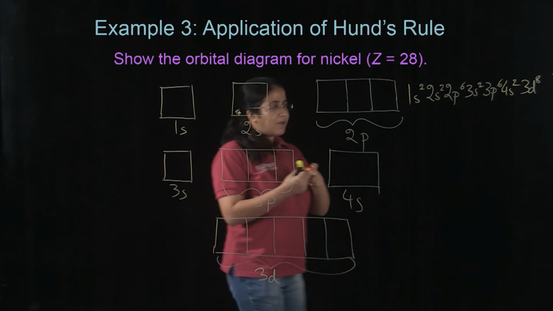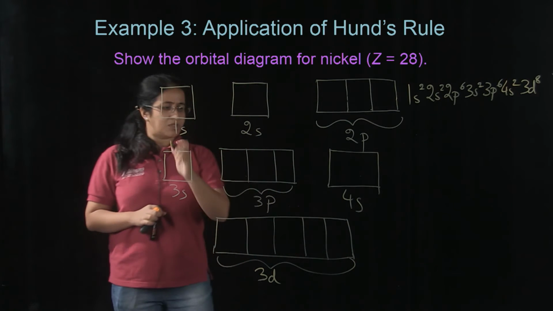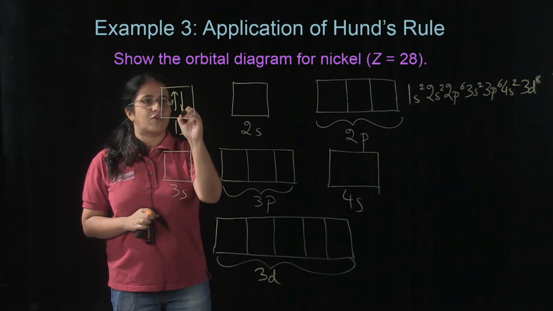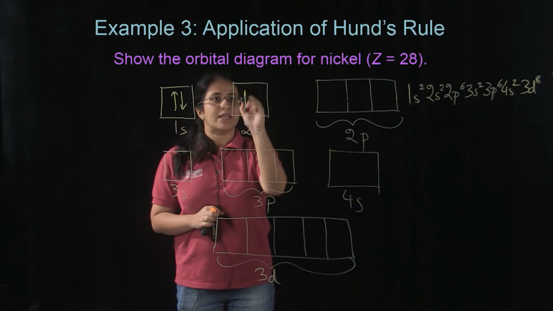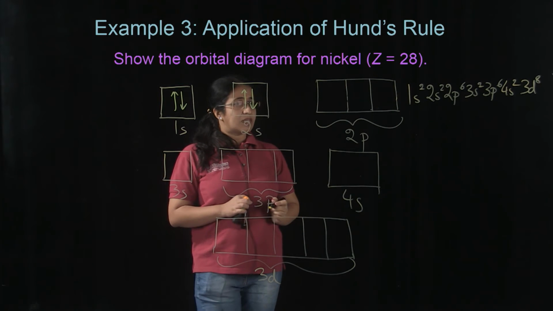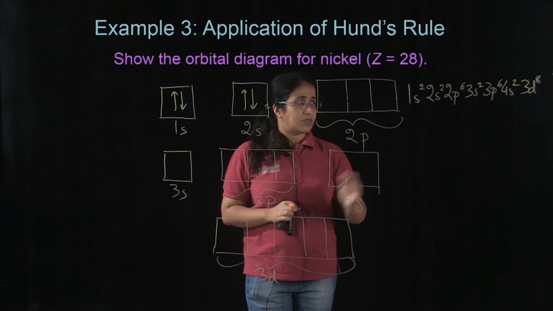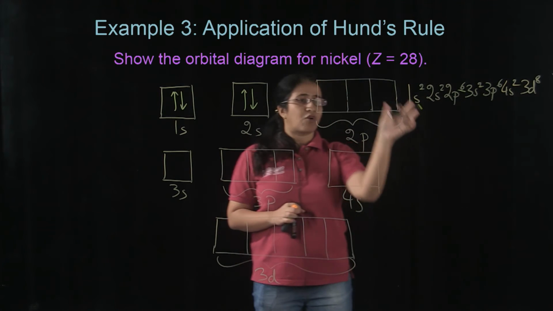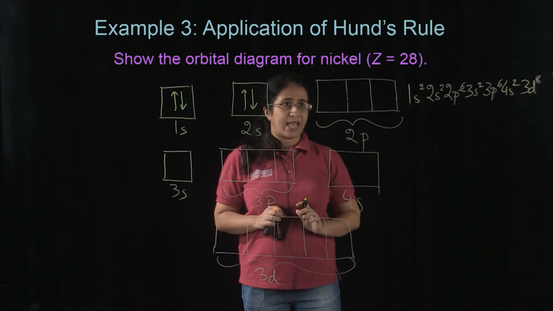Alright, so now let's fill in the electrons. So 1s has 2 electrons, so let's put 2 electrons of opposite spin in the 1s. Then let's do for 2s, and let's put 2 electrons in the 2s orbitals. Now p orbital can accommodate maximum of 6 electrons. So we have to put in 6 electrons in the 2p subshell before we fill in the 3s.